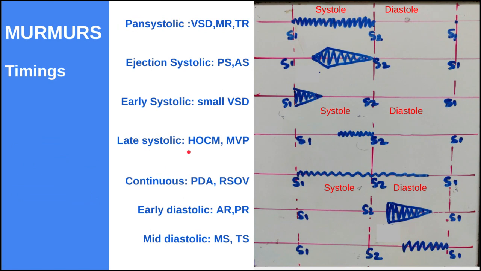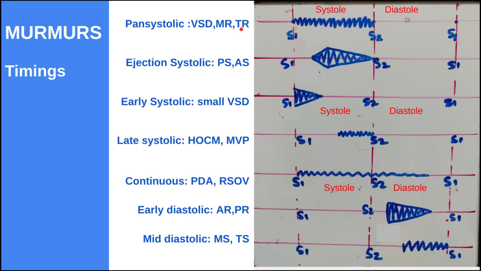On the basis of timing, we can divide murmurs into systolic murmur, continuous murmur, and diastolic murmur. And further, systolic murmur is divided into pansystolic, ejection systolic, early systolic, and late systolic. So pansystolic murmur starts from S1 and is present throughout systole. Examples are VSD, mitral regurgitation, and tricuspid regurgitation.